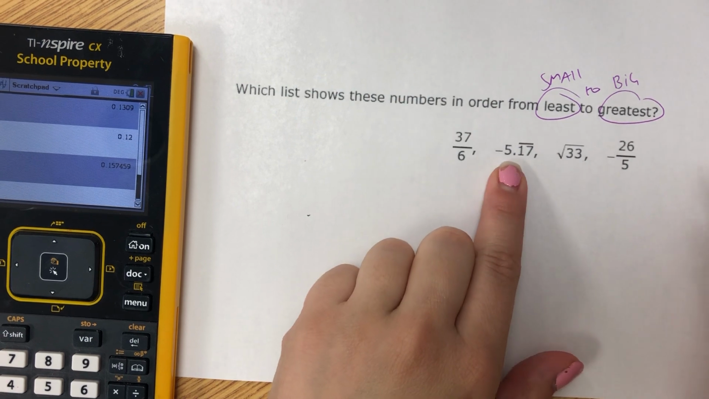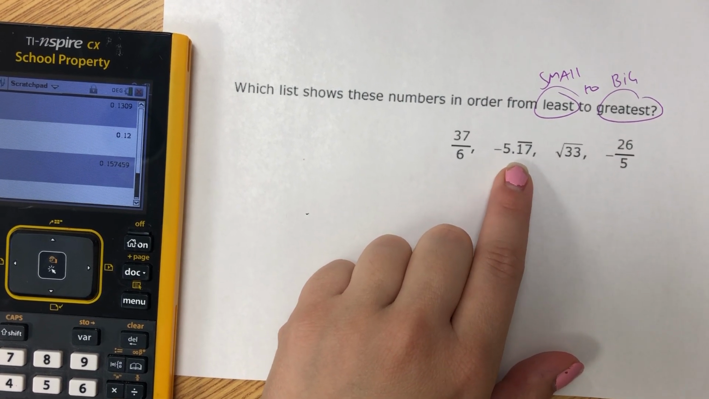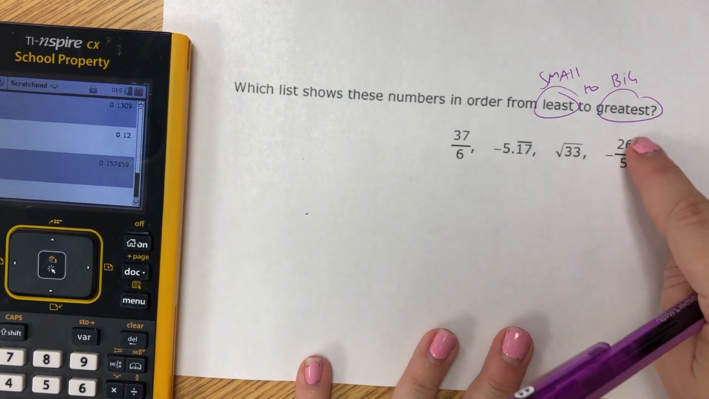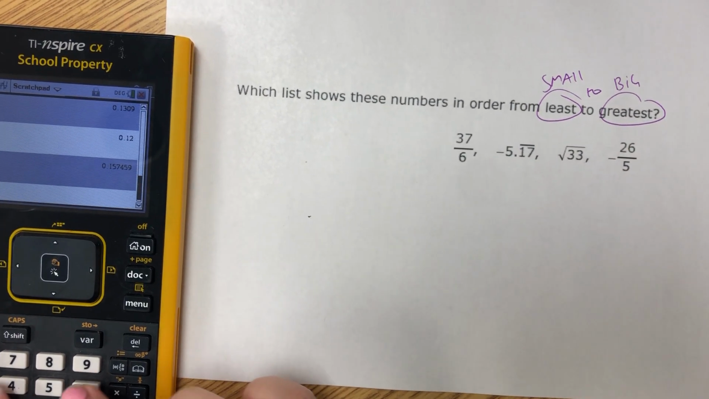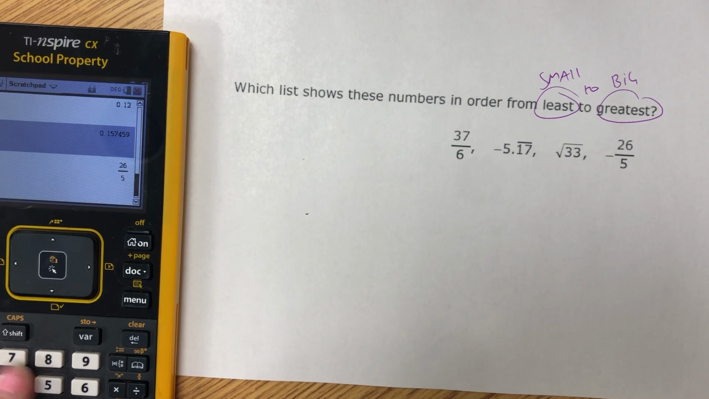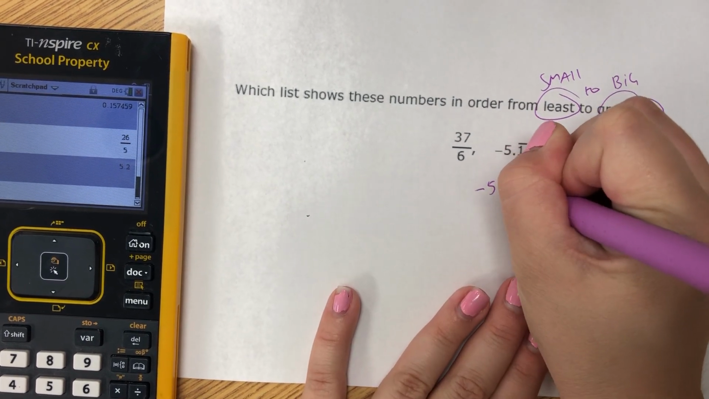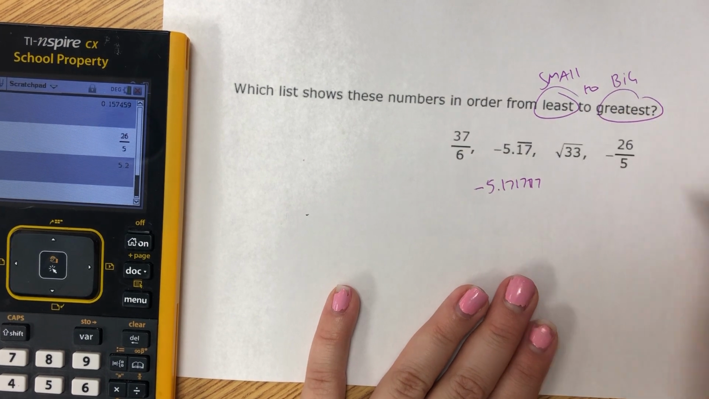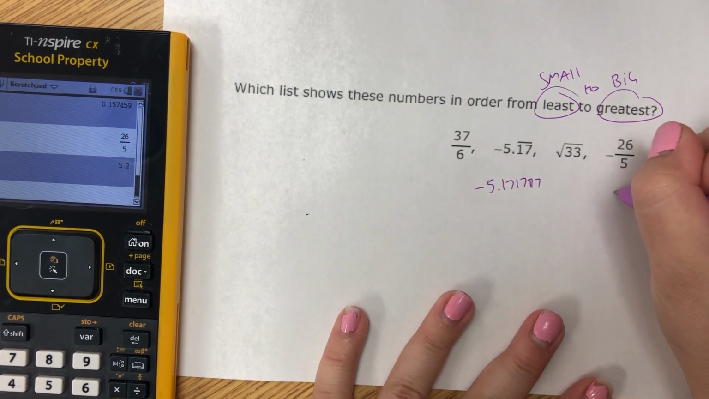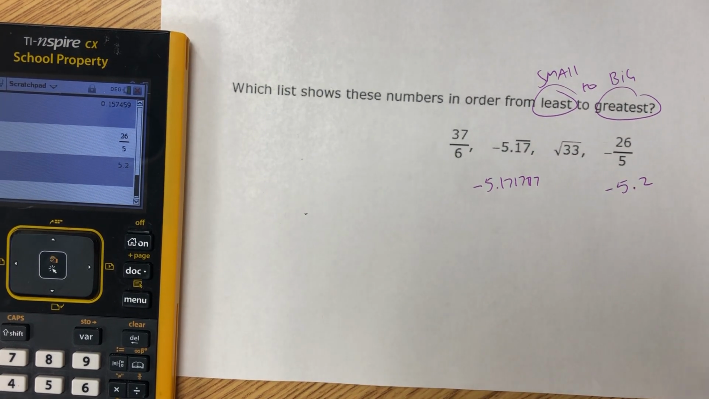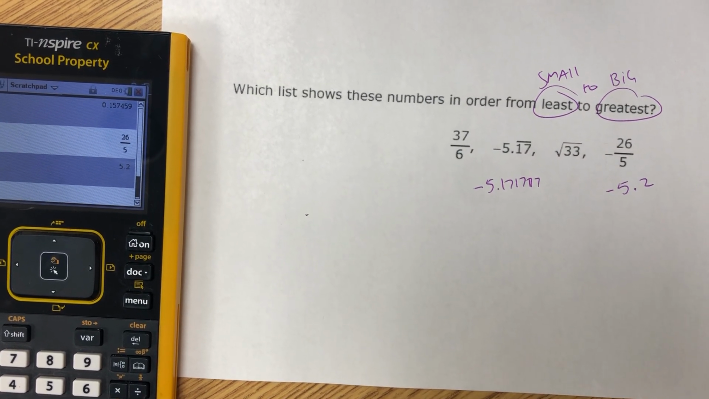So this one is negative 5.171717 because it's repeating. It's also negative. 26 over 5, I'm going to figure out what that is as a decimal. 5.2. So this is negative 5.1717171717 a bunch of times. This one is negative 5.2. Which one of these is smaller? That is probably one of the trickiest things.